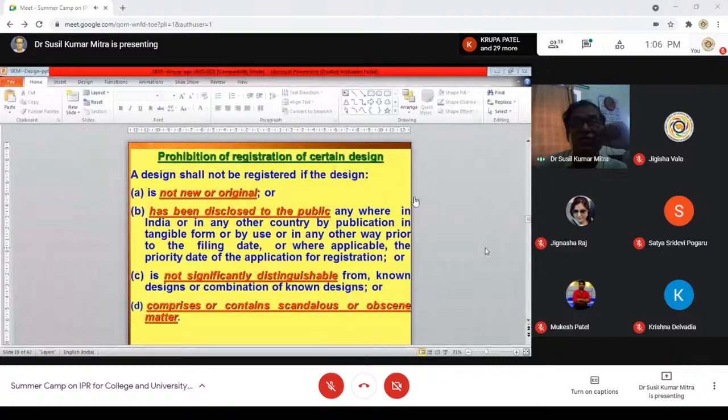That means, in the case of a patent, there is an inventive step. Here also in design, there is the provision of significant distinguishability, so that it can be distinguished by eye that it is different from the prior design or prior article. And it should not contain any scandalous or obscene matter. Then only will your design be registered.